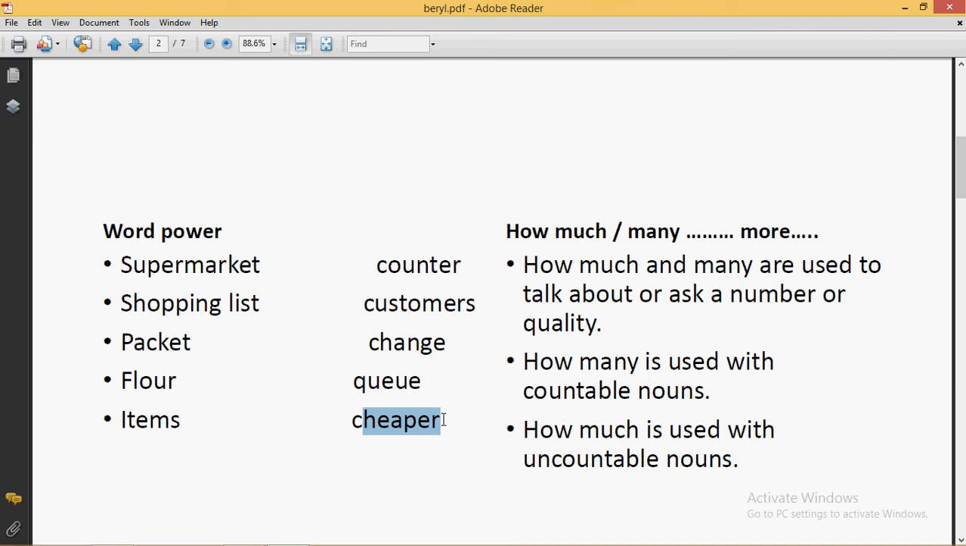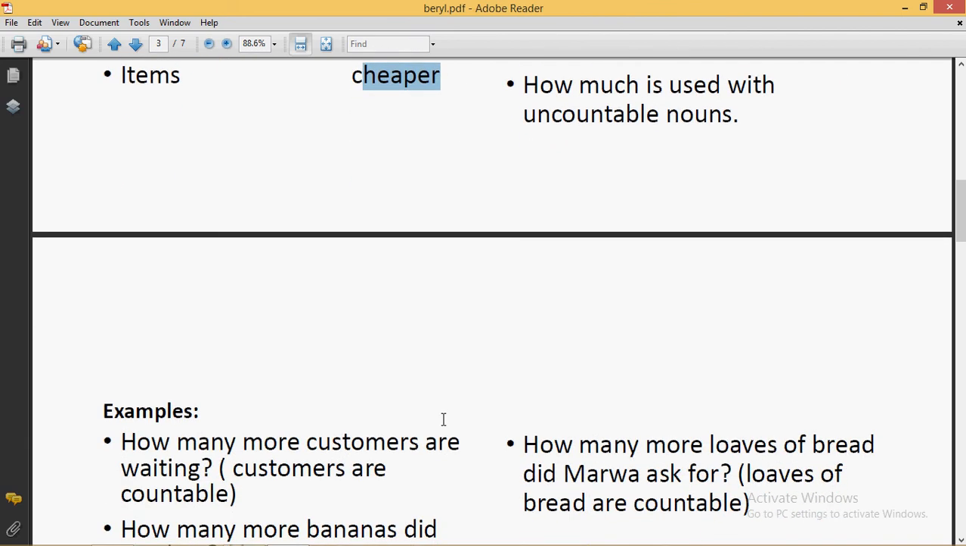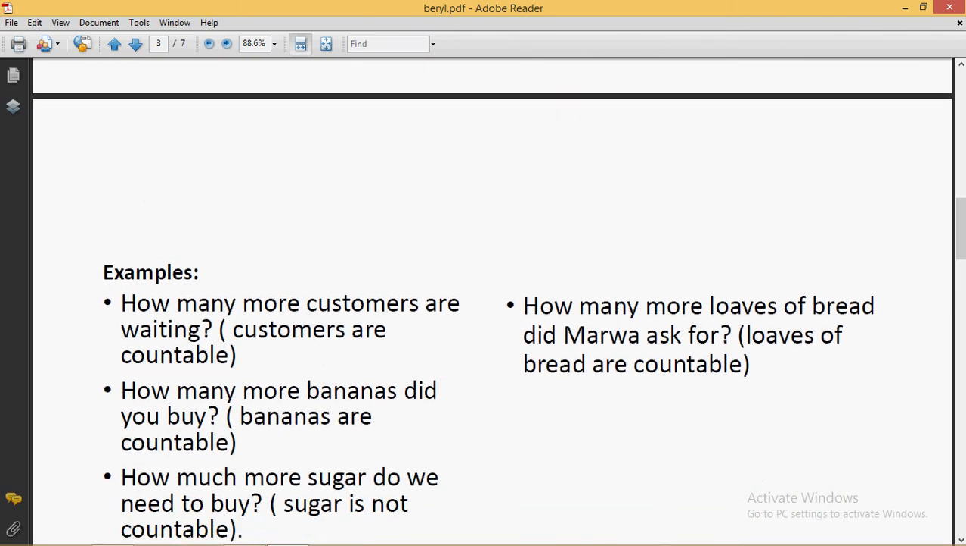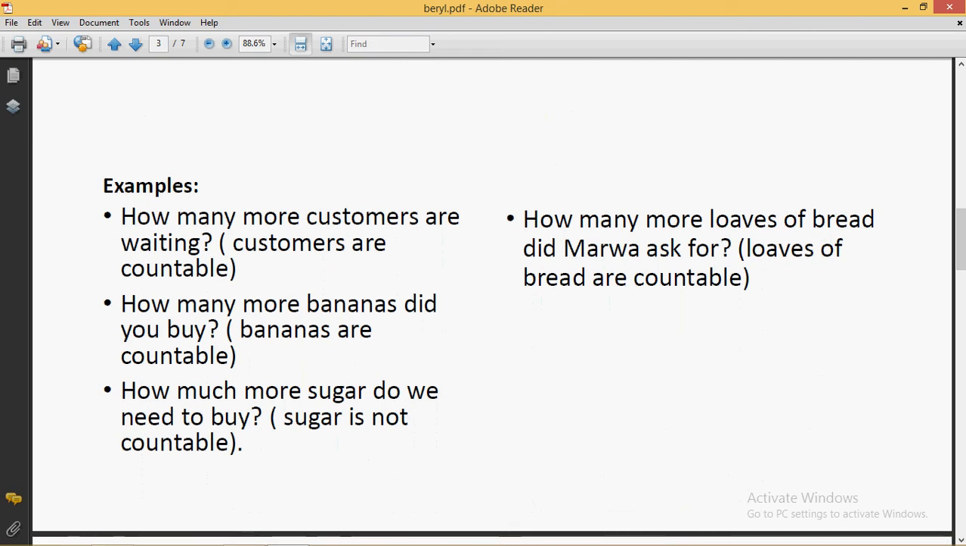Then, how much is used with uncountable nouns. What are uncountable nouns? Uncountable nouns are things or nouns that you cannot count. For example, water. You cannot say, I have 3 waters, I have 7 salts.